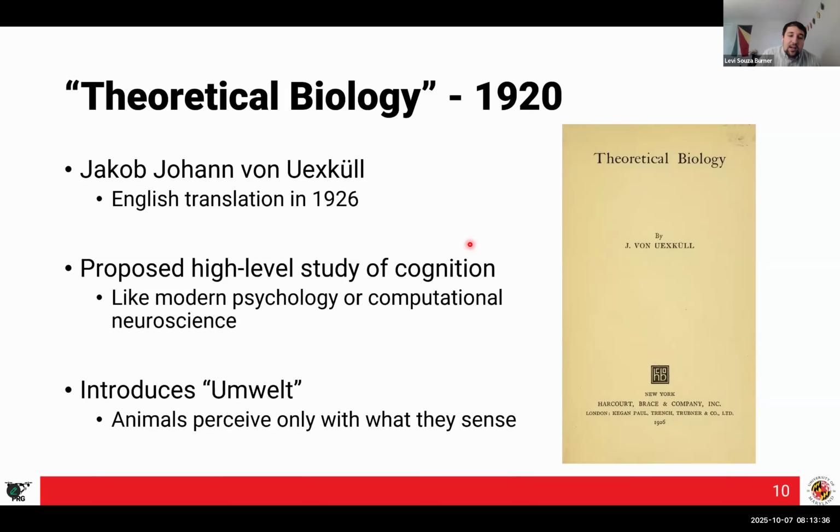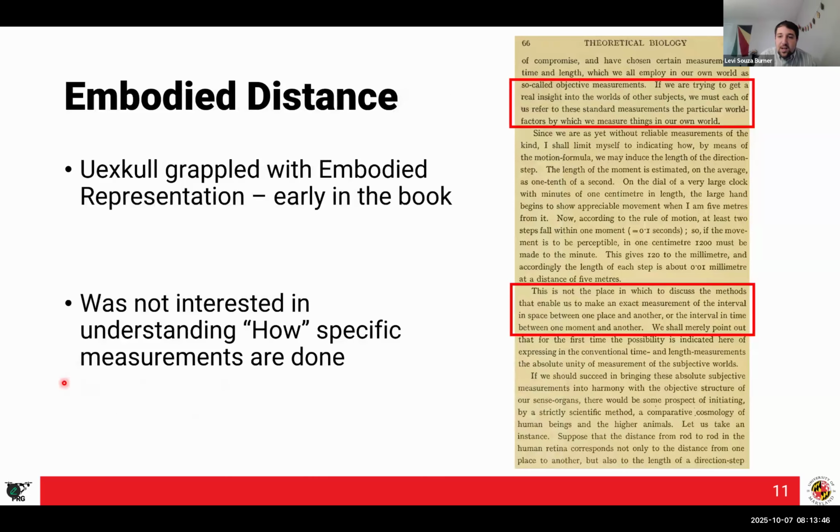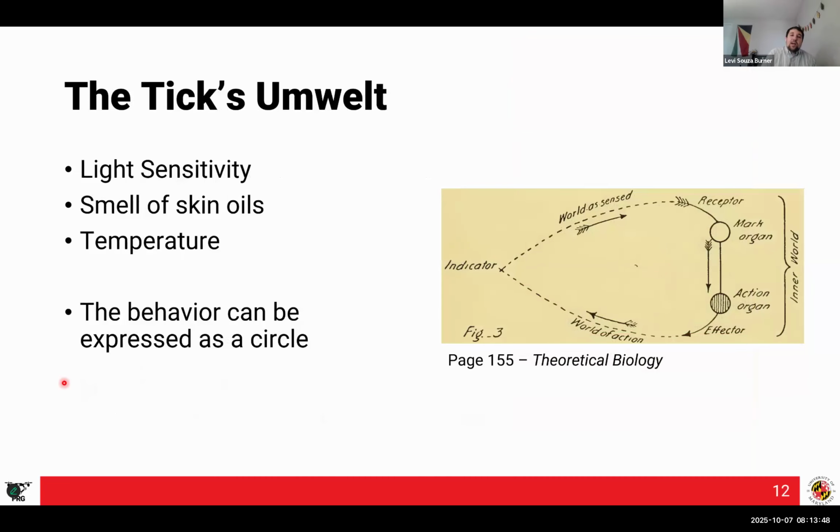And most importantly, in this book, his most famous concept he introduced was the umwelt, which is that idea that animals perceive only what they sense. As an example, here we go, the tick's umwelt. The ticks don't have real eyes, and so there's no reason to believe that they perceive a three-dimensional world.